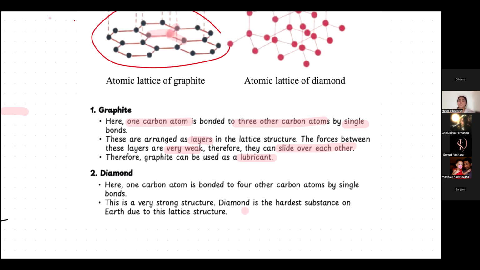Okay. To reduce friction, we can use a lubricant. What is a lubricant? It is something we put between machine parts, and then the friction between the parts is reduced and they slide easily. We can use graphite for that, because these layers can always slide on top of each other. So graphite is very slippery.